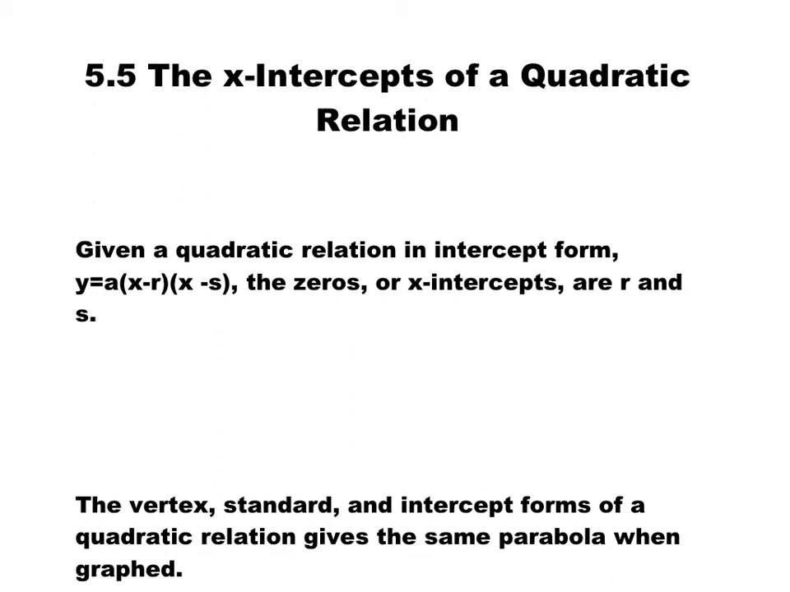In this lesson, we are going to talk about the x-intercept form of a quadratic relation. Remember, the x-intercept form of a quadratic relation is given by y equals a times (x minus r) times (x minus s), where r and s are the zeros or x-intercepts of a quadratic. Now, we also saw in previous lessons how to convert a quadratic equation to factored form.